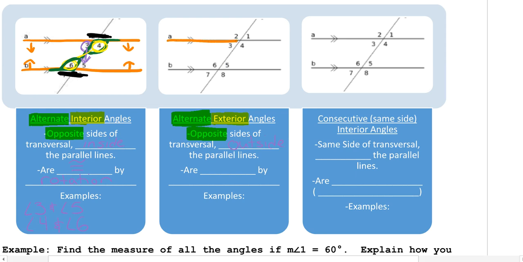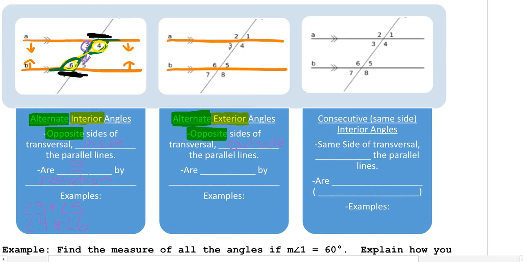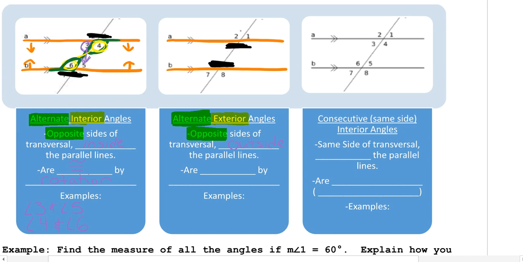So if I have my parallel lines, I'm going to highlight those. And I'm only interested in the angles that are outside of the parallel lines. Means I'm not going to be looking at 3 and 4. I'm not going to be looking at 5 and 6. So that means that 2 is on the left side of the transversal. So opposite that is going to be angle 8. So angle 2 and angle 8 are alternate exterior angles.